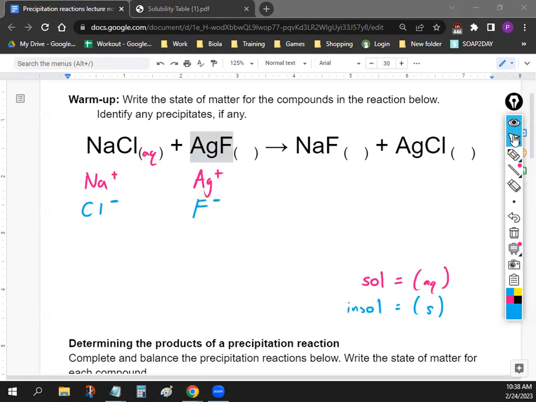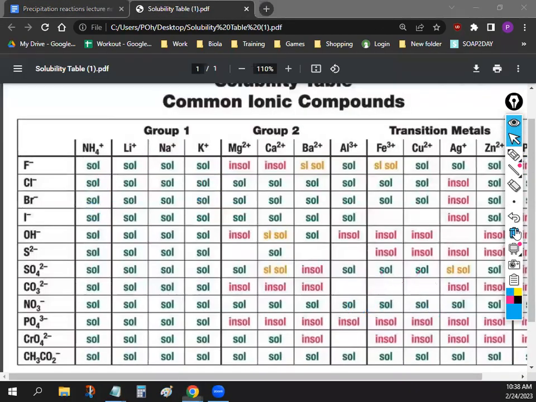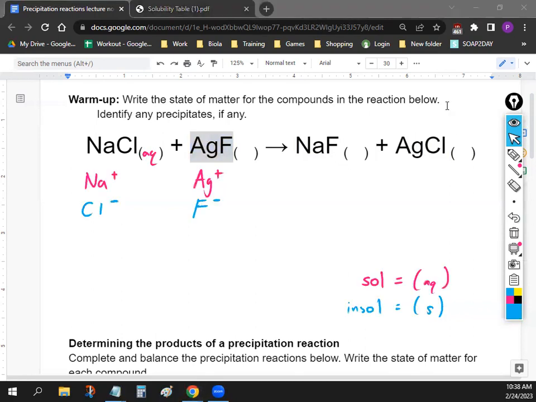Okay, so far so good, guys? All right, so let's line it up on the table, see if it dissolves in water. So AgF, does this dissolve in water? Yeah, it does. It's soluble. So for the parentheses, we're going to write AQ, okay, because it is soluble.